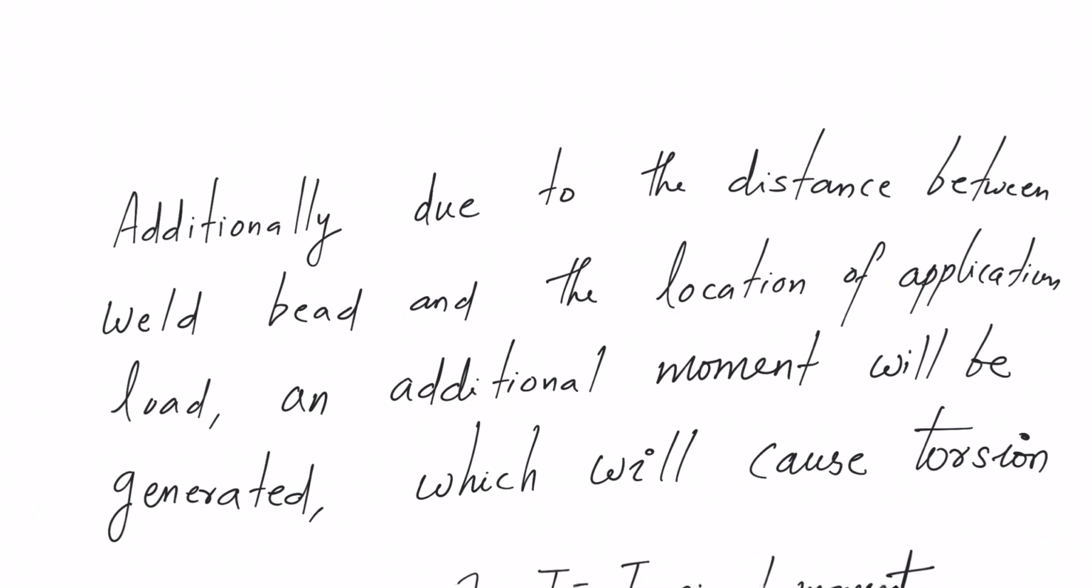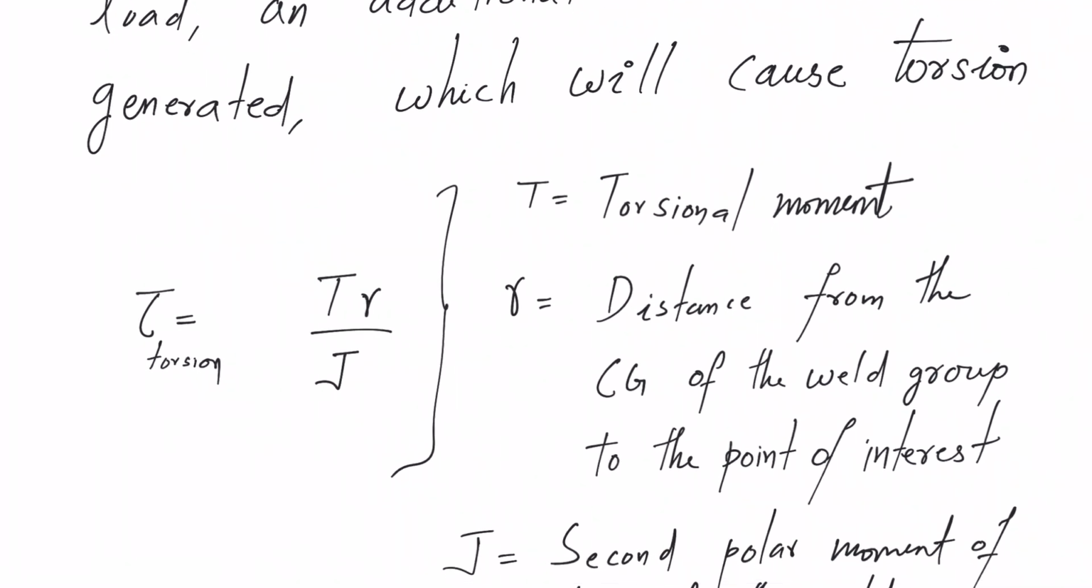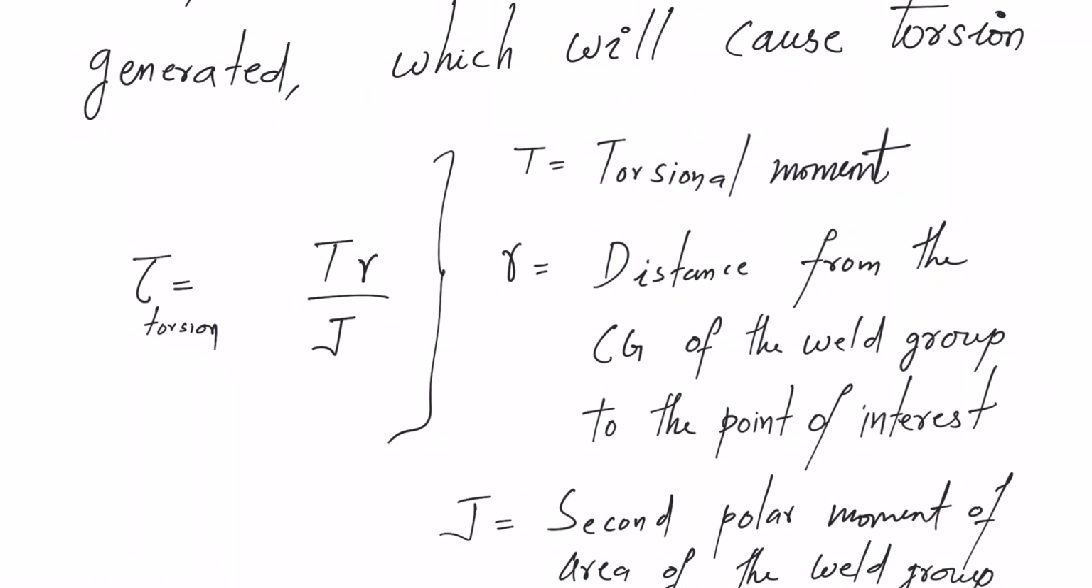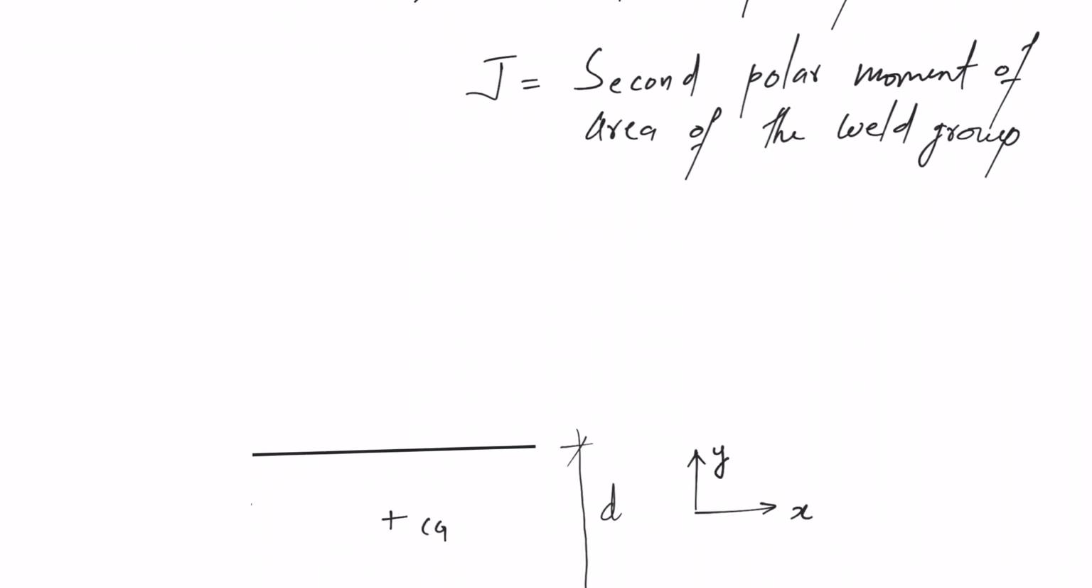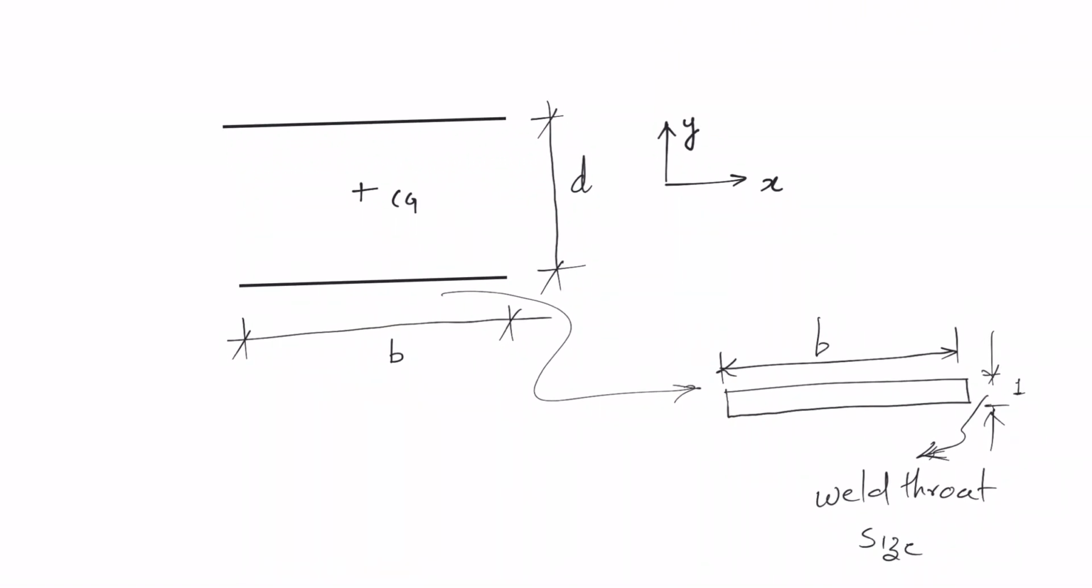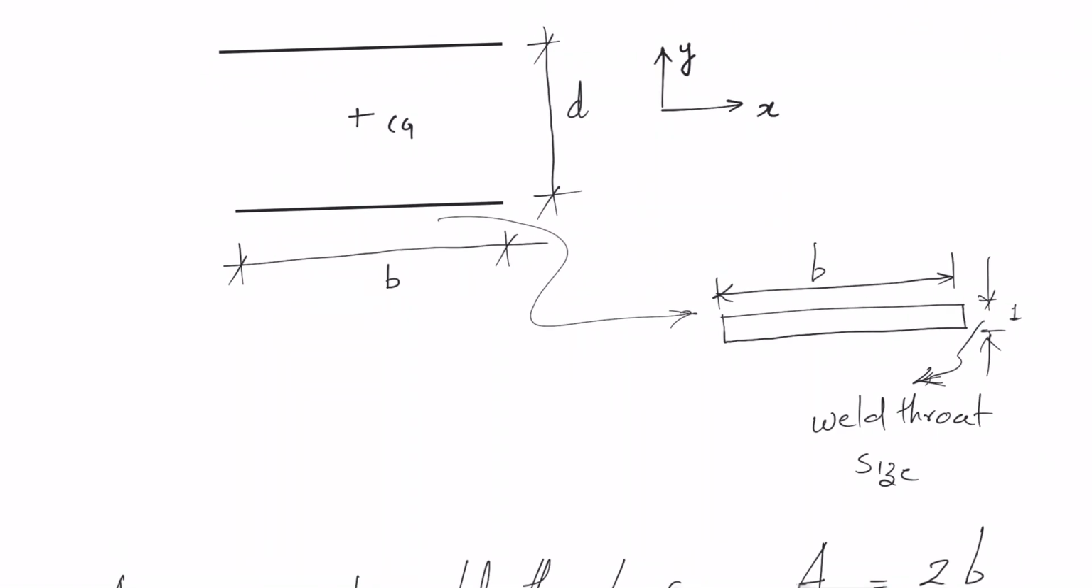And we have learned the methodology to evaluate the torsional shear stress when there is a torsion acting on a bar or a rod. This equation we will use, where T is the torsional moment, pretty easy to find out. Then r is the radial distance from the CG of the weld group to the point of interest. Then J is the second polar moment of area of the weld group. Pretty straightforward, what we have learned in basic solid mechanics will come handy in this kind of case.